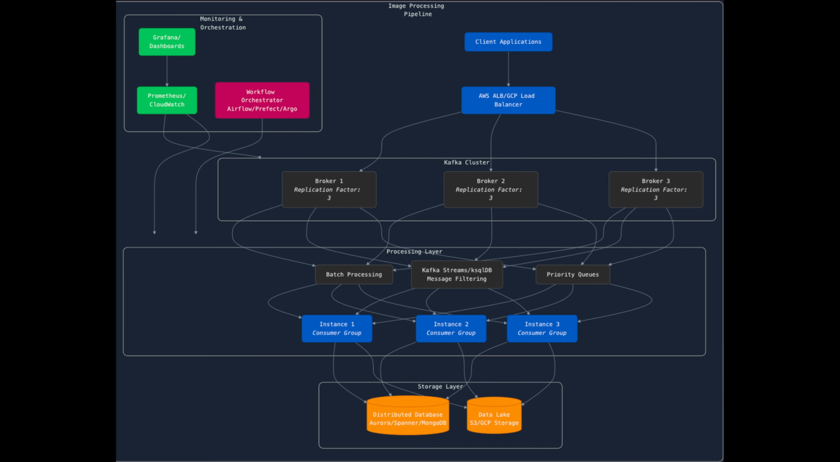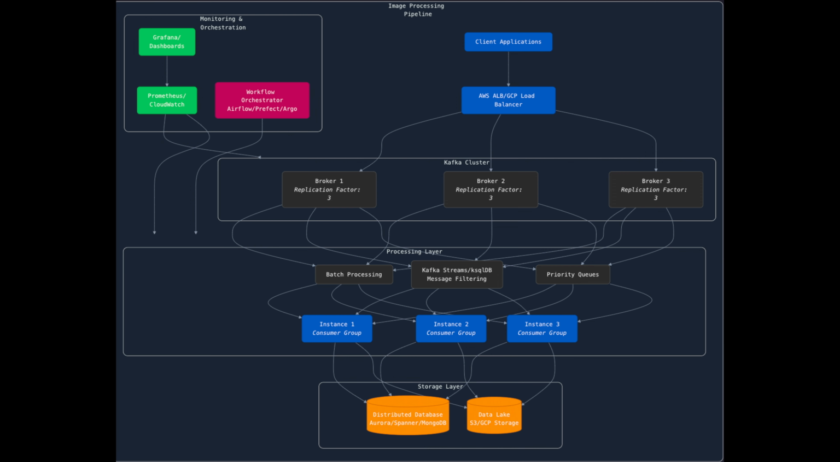Regarding data persistence, we can make use of data lakes, using cloud-based storage solutions like AWS S3 or GCP storage to archive the processed images or messages for long-term retention and analytics. And regarding database scaling for metadata storage, migrate to a distributed database like Amazon Aurora, MongoDB, or Google Cloud Spanner to enable horizontal scalability.